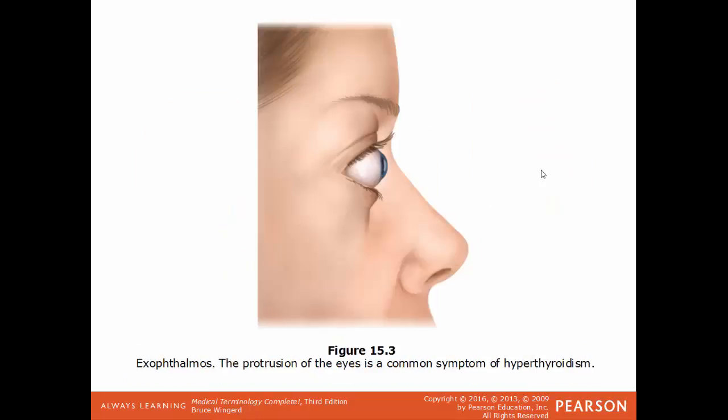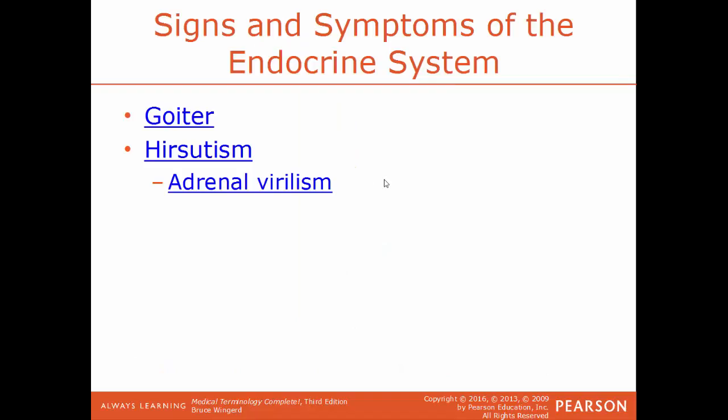In this illustration, we have an example of exophthalmos, where the eyeballs are actually protruding out of the skull. Our next one, goiter. This is a swelling of the neck due to an enlargement of the thyroid gland. Hirsutism. This is an abnormal growth of hair on a person's face, especially in a female. And hirsutism is usually an indicator of another condition called adrenal virilism.